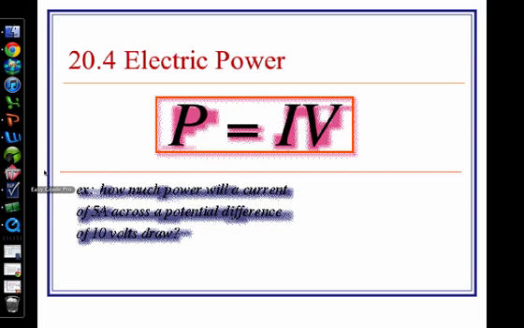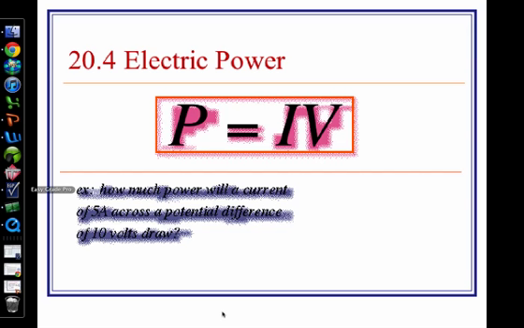Power is the rate that work is done. When we talk about electrical power, it's the rate that electrical energy is converted into other forms. So power is measured in a watt, which is a joule per second. If we do out the units here, power is equal to current times voltage. Current is measured in coulombs per second. Voltage is in joules per coulomb. The coulombs cancel out, so you have power in joules per second.